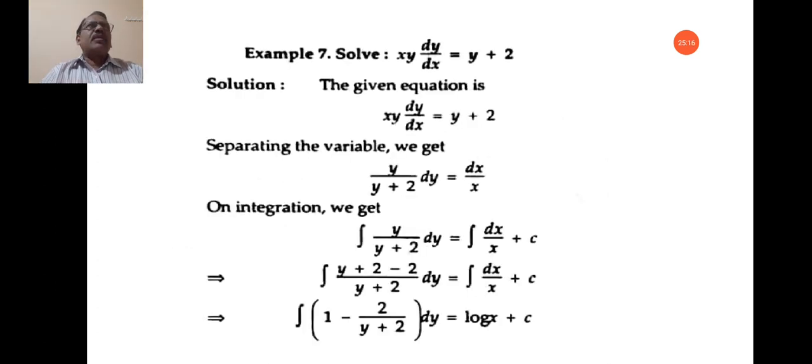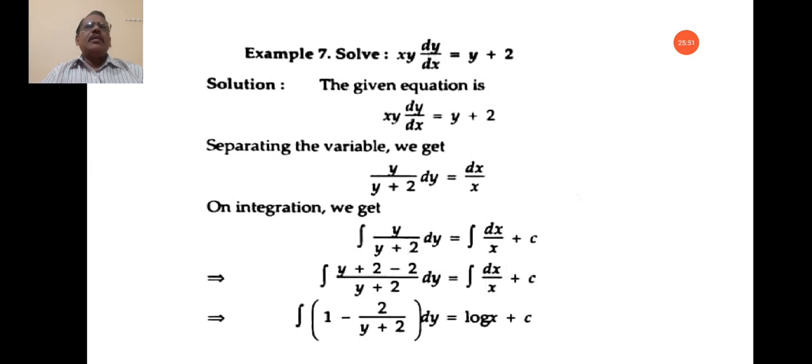Solve the differential equation. Next problem. xy into dy by dx is equal to y plus 2. Here we have to separate the variables. This can be written as y divided by y plus 2 into dy is equal to dx by x. In this step the variables are separated.